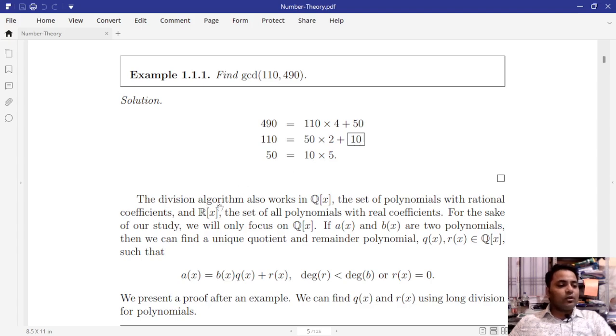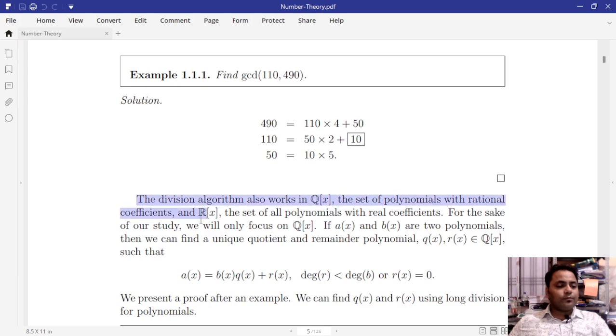So the division algorithm also works in Q[x], which is the set of polynomials with rational coefficients, and R[x], the set of polynomials with real coefficients. For the sake of our study, we will only focus upon Q[x]. If A(x) and B(x) are two polynomials, then we can find unique quotient and remainder polynomials.